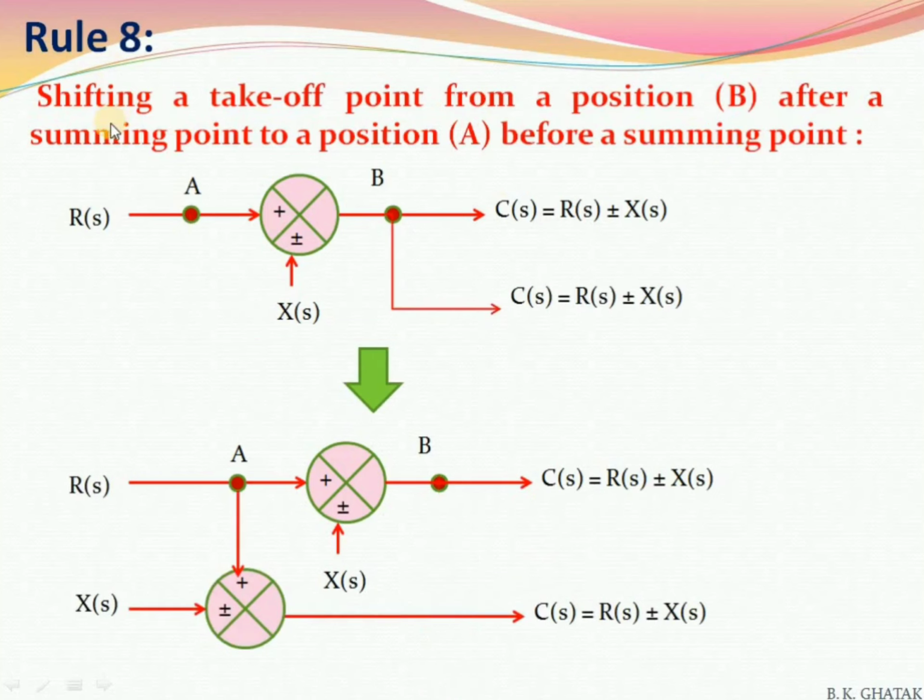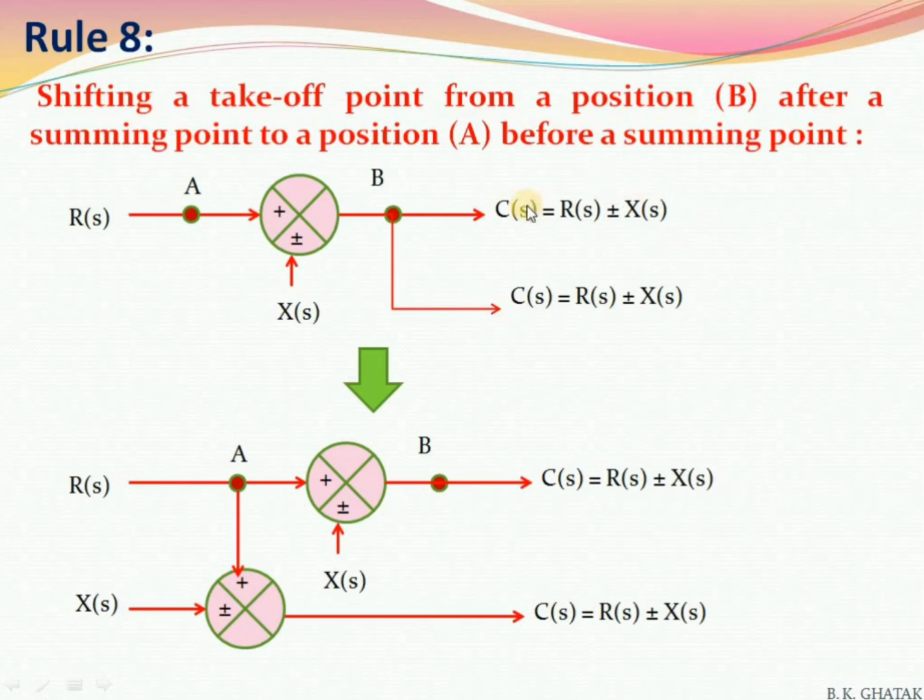Now rule number 8, shifting a takeoff point from a position after the summing point to a position before the summing point. So where is the takeoff point? The takeoff point is at point B. So now this point is shifted to this position as A. In the summing point there are two inputs, one is RS, another is plus minus XS. So the output is CS equal to RS plus minus XS, and another output is taken from takeoff point B, that is also CS equal to RS plus minus XS.